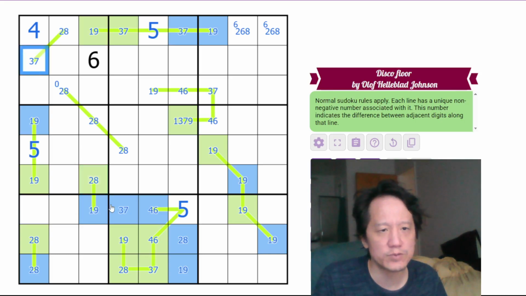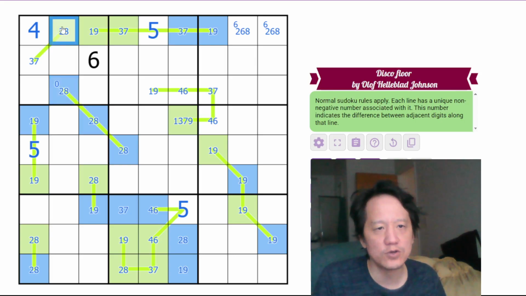We don't know which one that is. So it could be either. Don't know which one this is. Ah, we do know which one. It's not green. It has to be blue. So these are all the blue ones, which makes this the green 2, 8. So the green 2, 8 is 5 away from the blue 3, 7. So this is blue 3, 7.